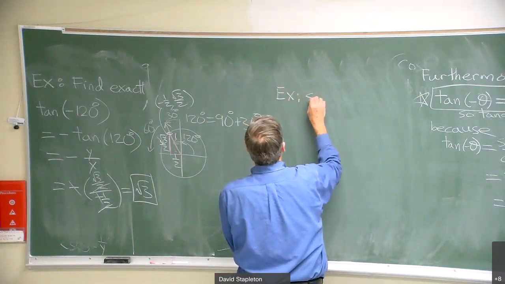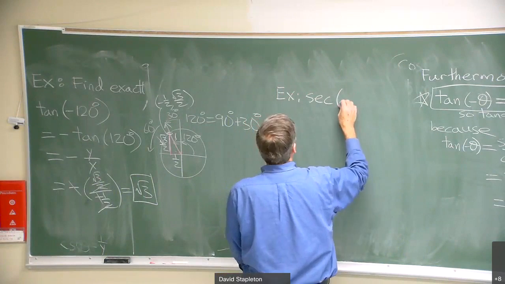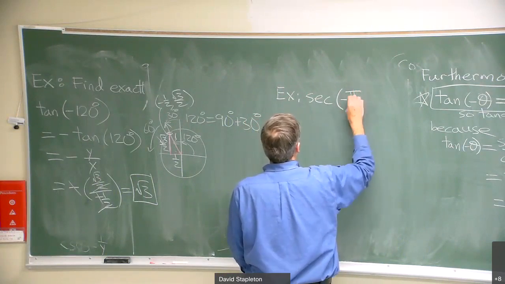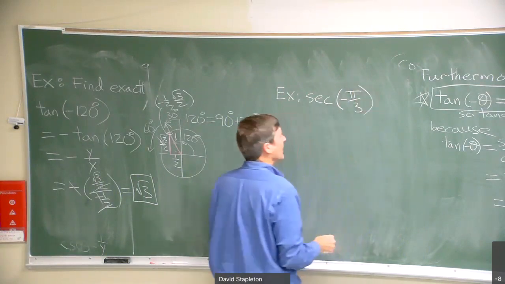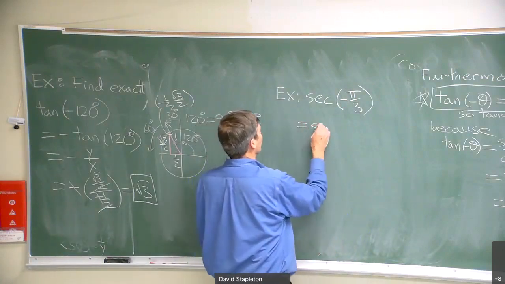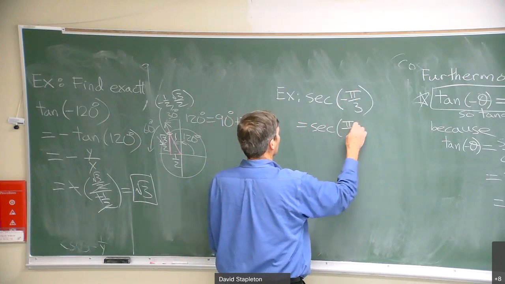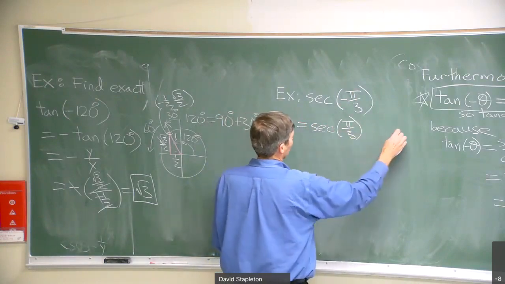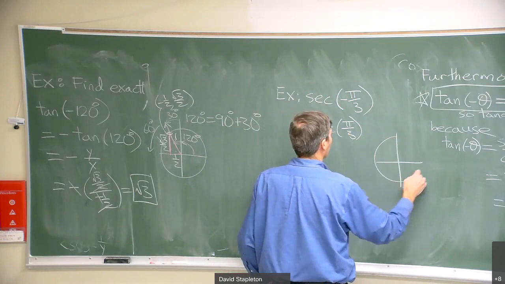Suppose I want to now find the secant of minus pi over 3. This is where it really shines, this method. If I want to find the secant of minus pi over 3, wait a minute, secant is even. All I have to do is find the secant of plus pi over 3. So I just draw this right into the first quadrant now. This is where it really helps you, I think, drop the minus.